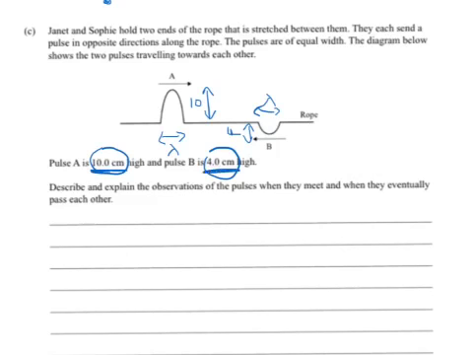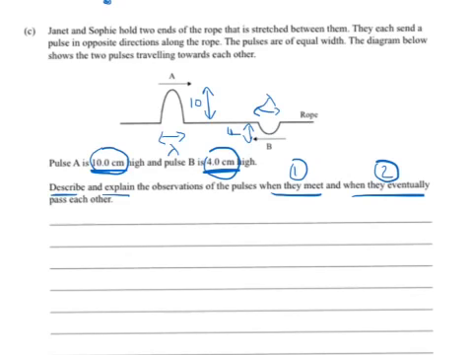Describe and explain the observations of the pulses when they meet and when they eventually pass each other. So there's 4 parts to this, if you like. There's a describe and an explain part, the observations of the pulses when they meet and when they pass. So describe and explain for one point, describe and explain for the second point.